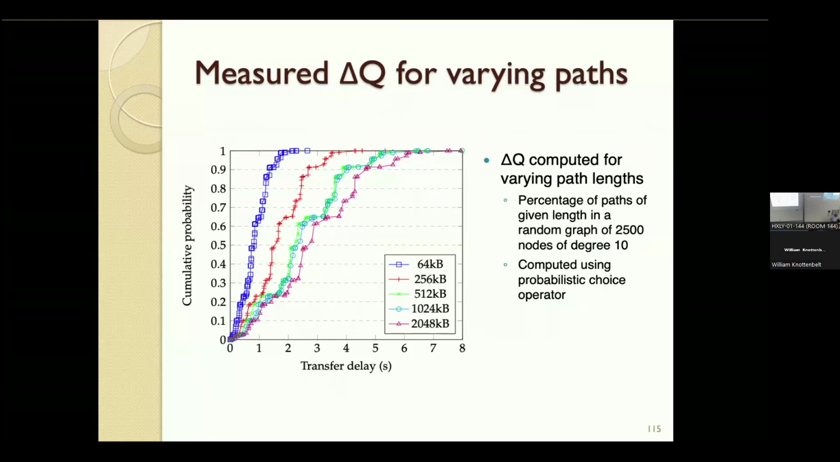Wow. Okay, so this is more detailed, where you actually look at different paths. Yes. Paths have a given length in the random graph. So this is depending on the block size, okay? So the transfer delay. So you can see here, you can go from very, very fast for the small ones to slower here. So this is paths of given length in a random graph.